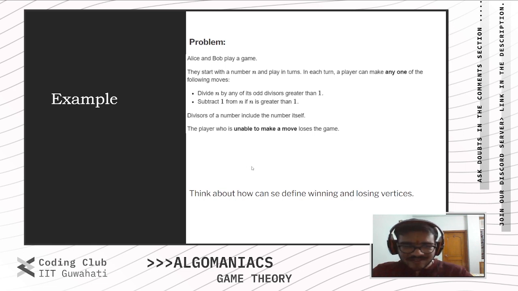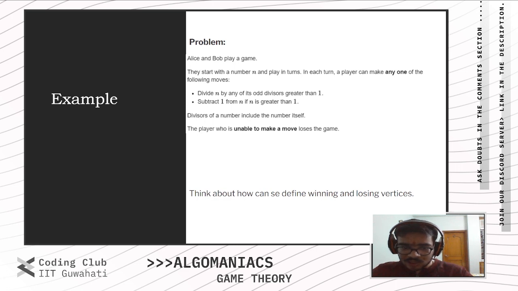So after thinking for a while, you must have noticed that any odd number which is greater than 1 has an odd divisor, that's the number itself, like 3, 5, 7. All of these numbers are divisors of themselves, and you can just divide them by themselves. Like 3 can be divided by 3 to get 1.